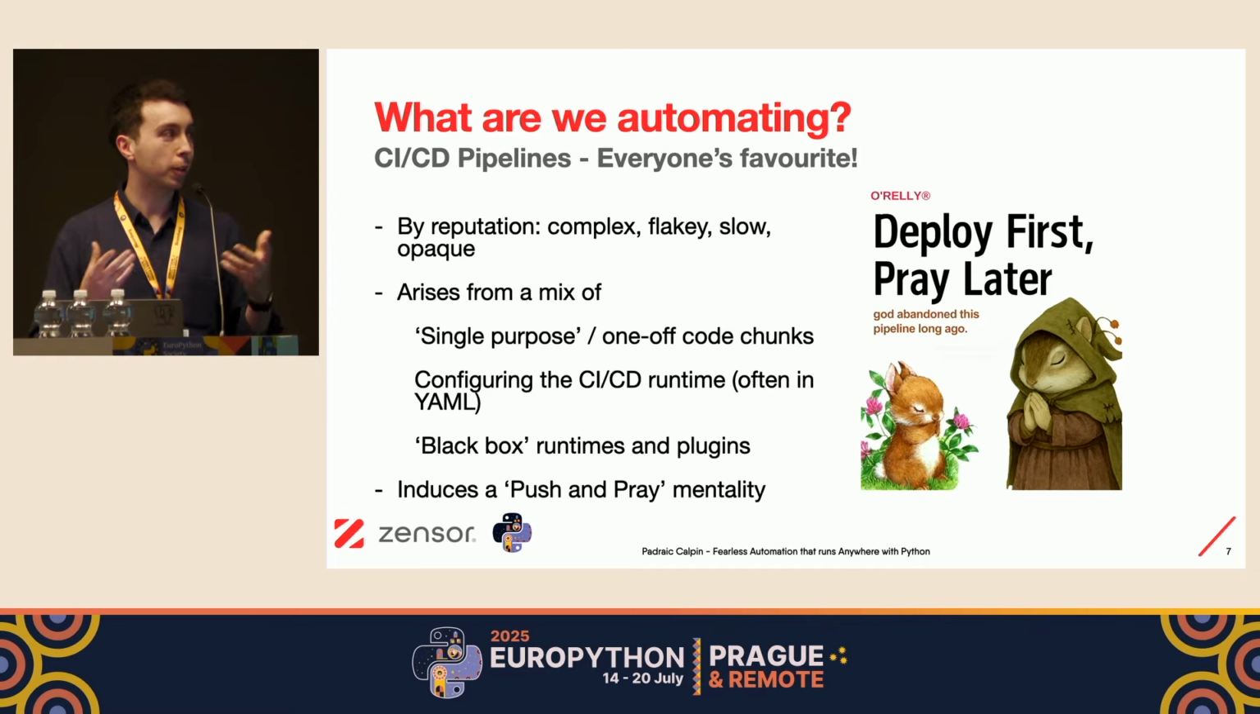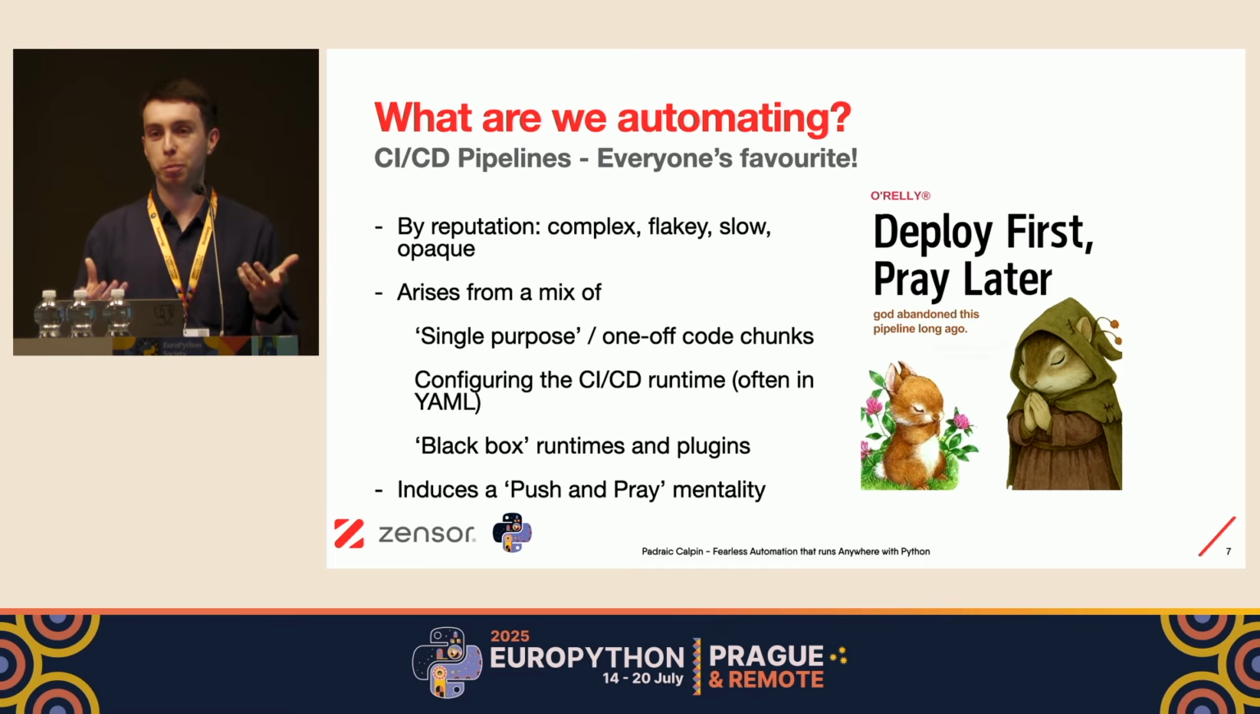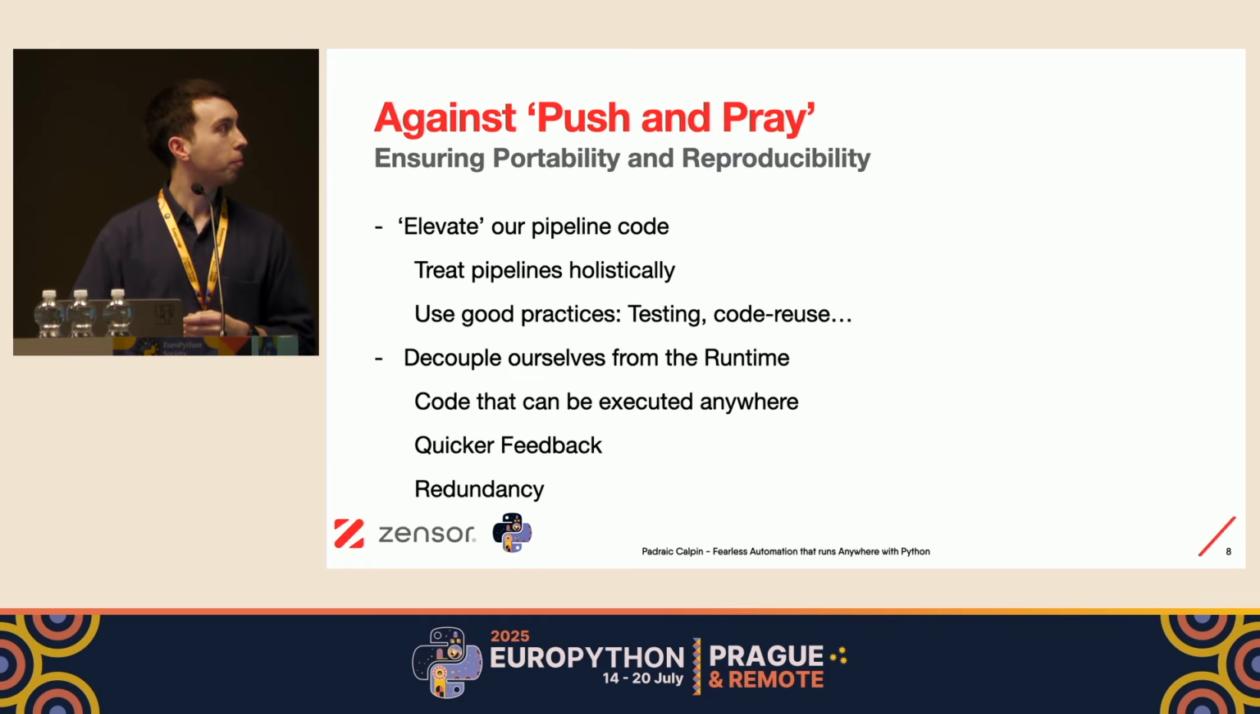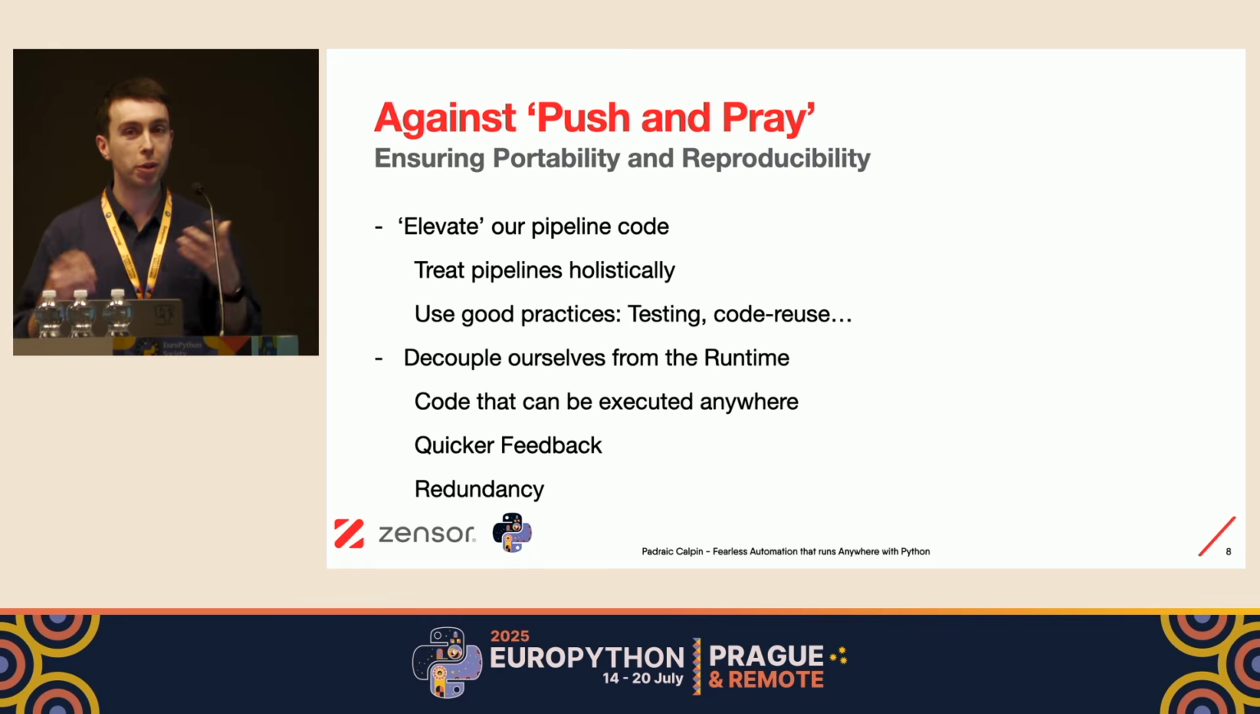And what this culminates in is a mentality that's called push and pray. It's a learned helplessness where we treat the pipeline like a fickle god, and all we can do is keep offering code changes and pray that we get some kind of green check mark back at the end of it. So what can we do to fix this?